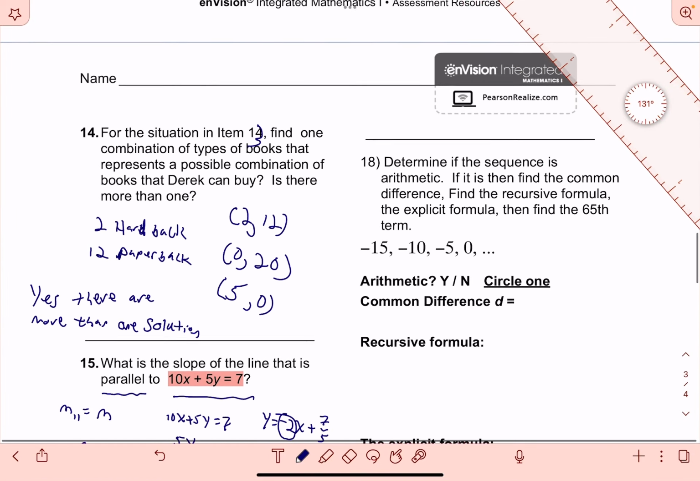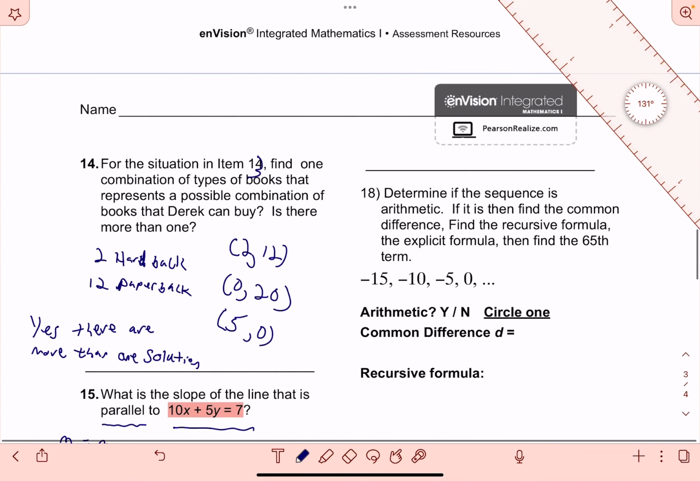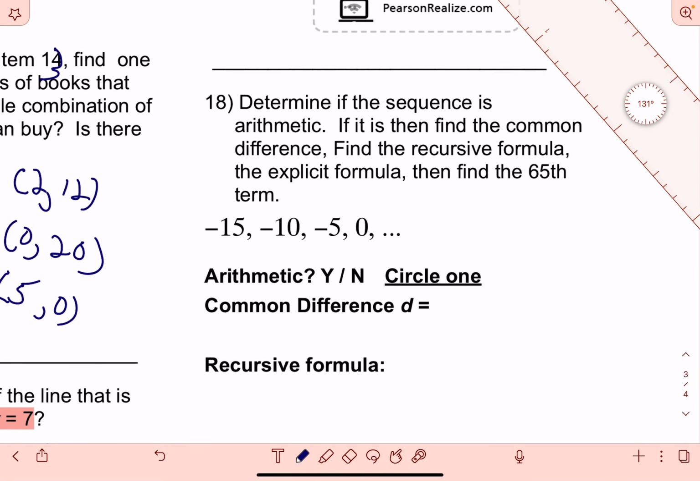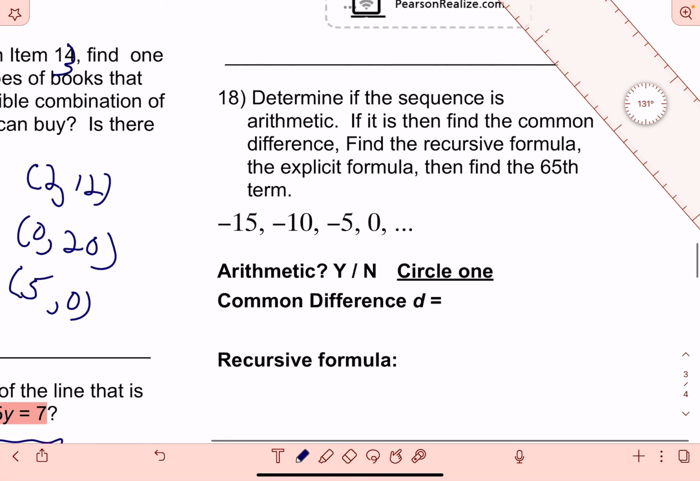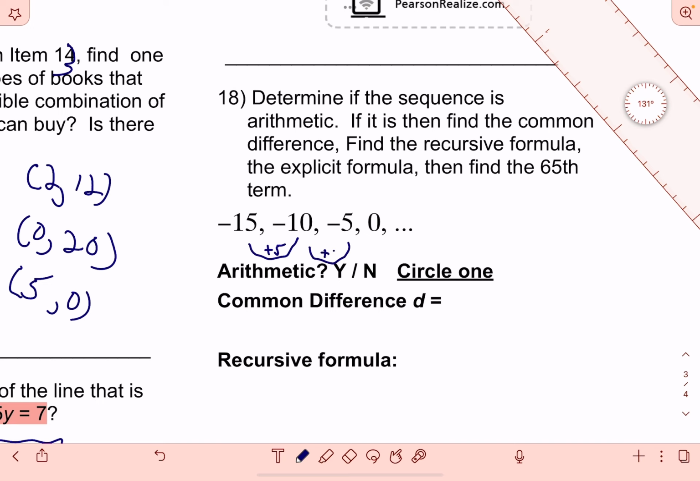Now, the last question on your test, I think, right? Yes. The last thing we're talking about is arithmetic sequences. So the first question: is this sequence of numbers arithmetic? Well, how do you tell? To go from negative 15 to negative 10, don't we add 5? And to go from negative 10 to negative 5, don't we again add 5? Each time, aren't we adding 5? We're adding the same number, so yes, it's arithmetic. What's the common difference? The common difference is 5, because that's what we add.